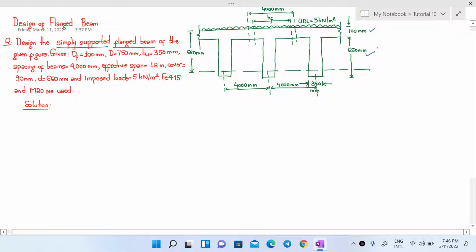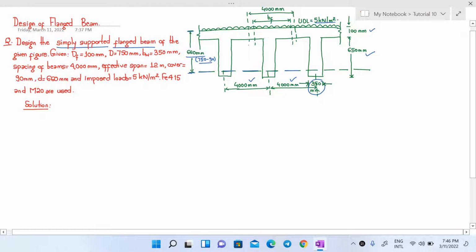The cover that is given to our beams is 90 mm. So if we consider that this line here represents the centroid of the group of reinforcement that we will be designing in this problem, then the distance from this line to the top portion is 750 minus 90, which gives us 660 mm. The center to center spacing of beams is 4000 mm. The width of our web is 350 mm and the imposed load or the live load that is acting on our beam is 5 kN per meter square.